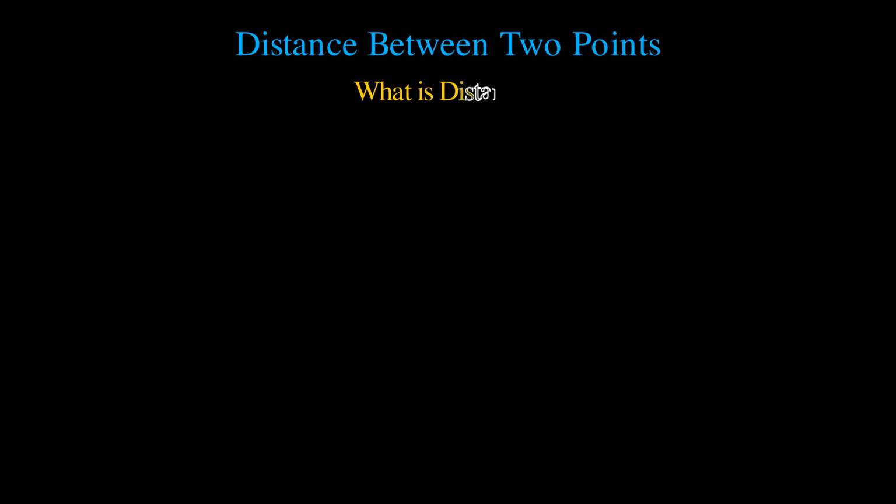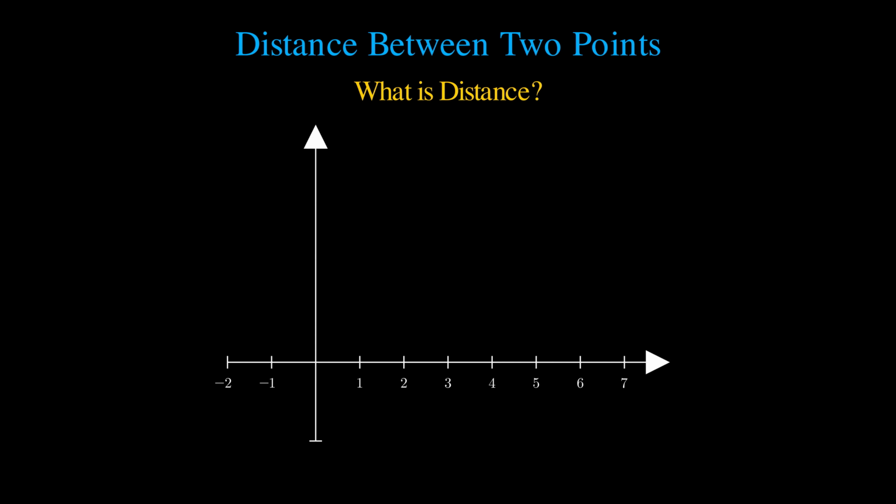We're going to learn how to find the distance between 2 points on a coordinate plane. Distance tells us how far apart 2 points are. And in geometry, we always measure distance in a straight line. So when we see 2 points on a graph, we want to know the length of the straight segment connecting them.